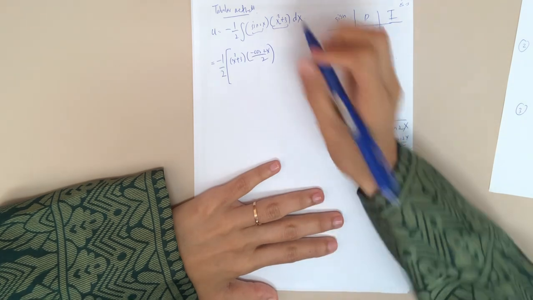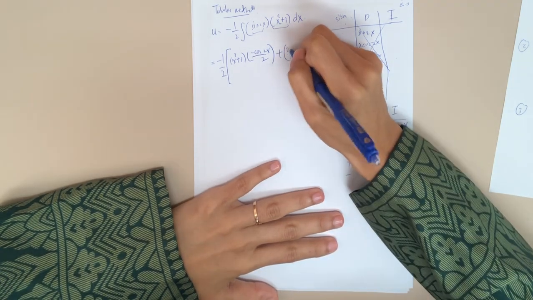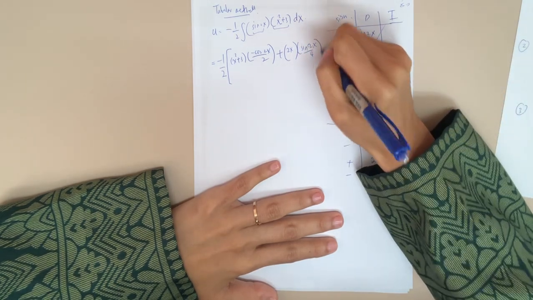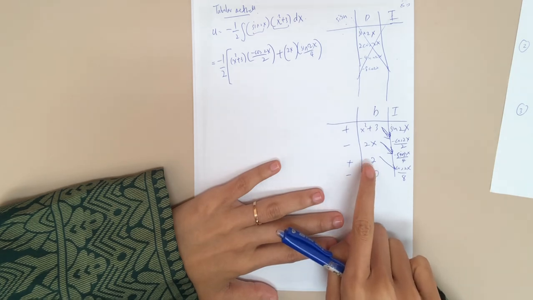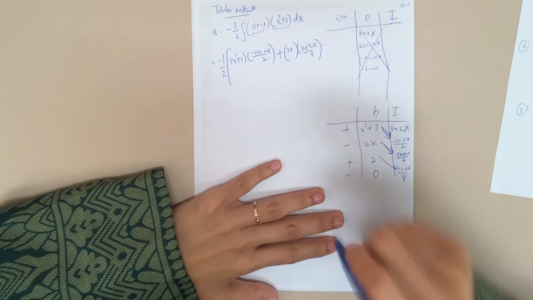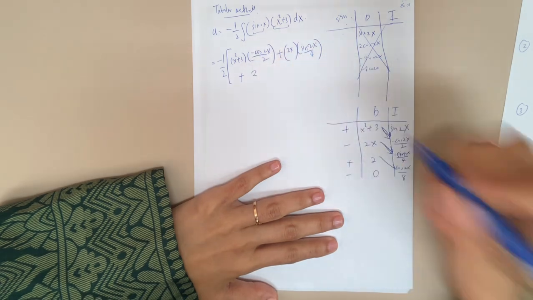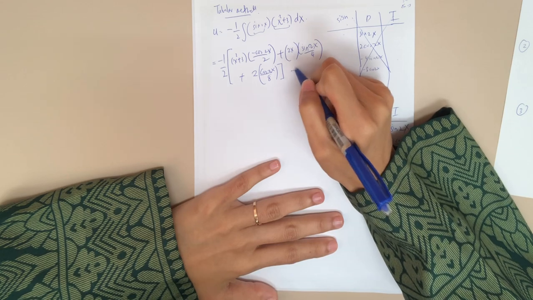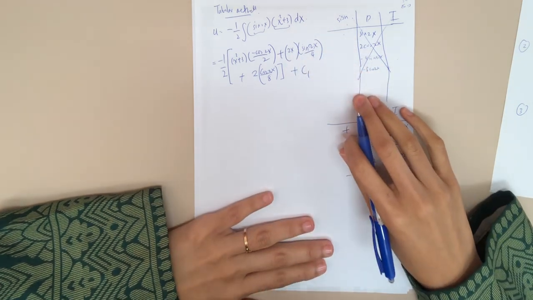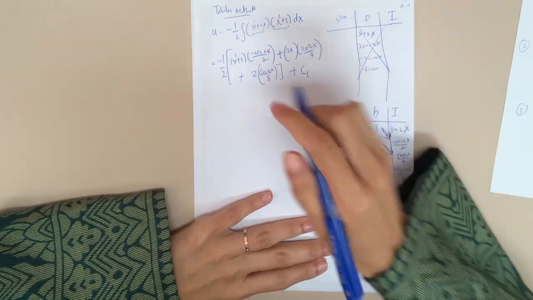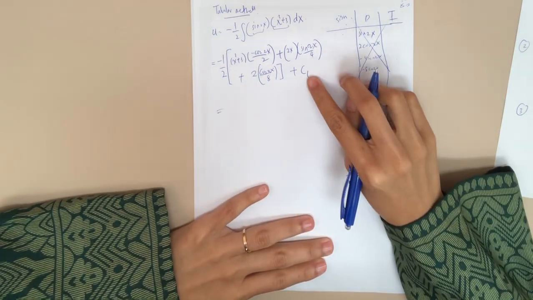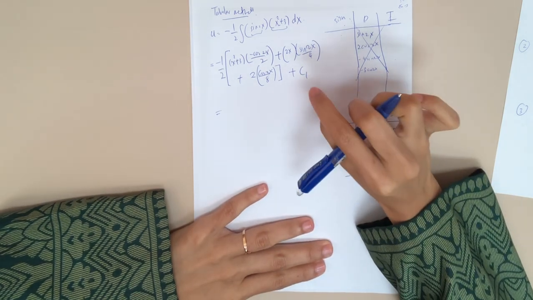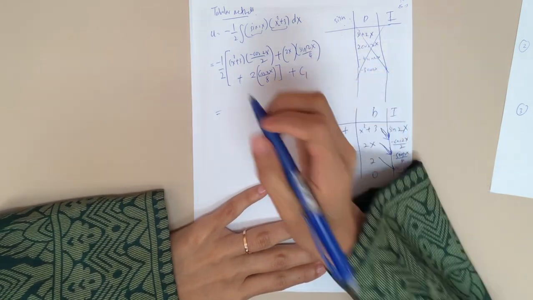Negative, negative, so it becomes plus 2x times sine 2x over 4. Then go to the third row. So plus and plus, 2 times cos 2x over 8. Close the bracket and don't forget to put C1, a constant. Actually any letter is fine, but you still need to put the unknown here.